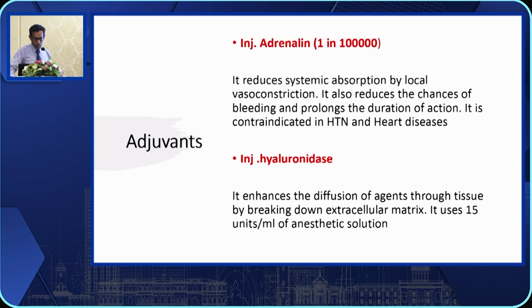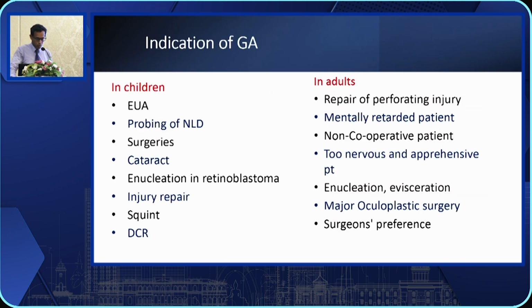We also use adjuvants. Adrenaline is very important. When you use adrenaline, it increases the blood pressure and heart rate. In patients with heart disease, ischemic heart disease, we have to be very careful when using adrenaline, even at very low concentration. There are indications for general anesthesia, especially in children, whom we see very frequently. We do a lot of children for EUA, probing, and even cataract surgeries, squint surgeries, and DCR. In adults, we use general anesthesia for uncooperative patients, mentally retarded patients, and oculoplasty. Most oculoplasty surgeries are under general anesthesia.